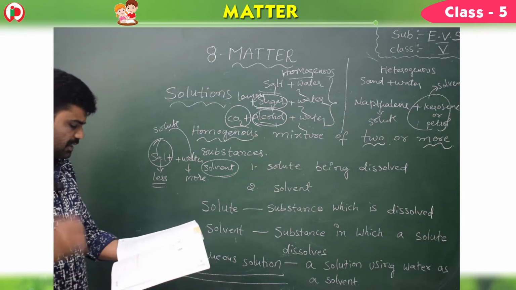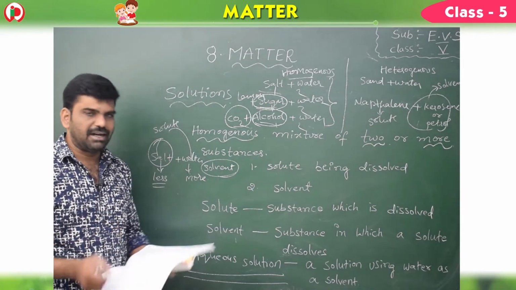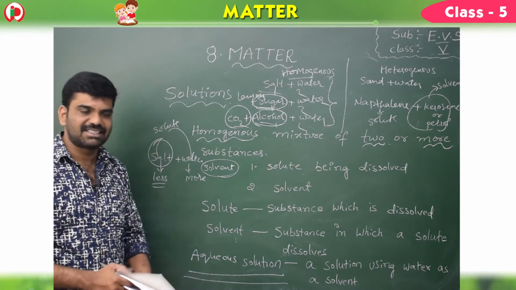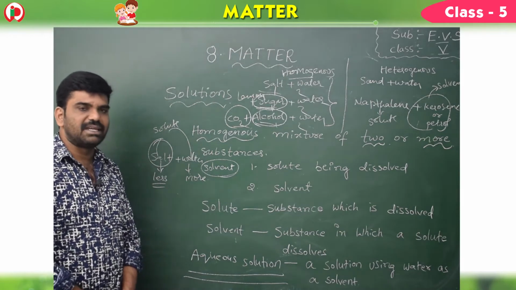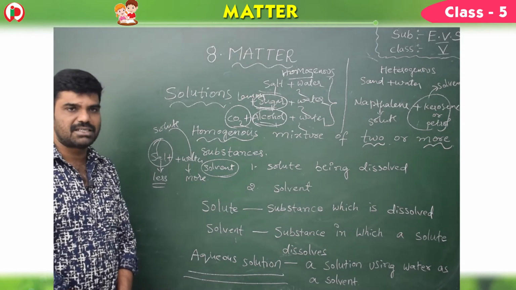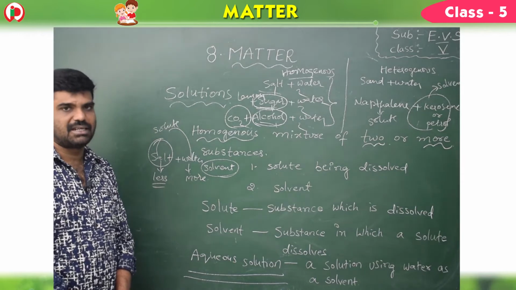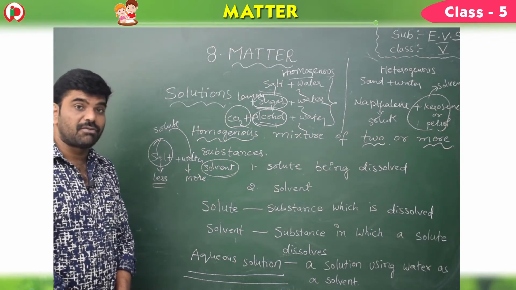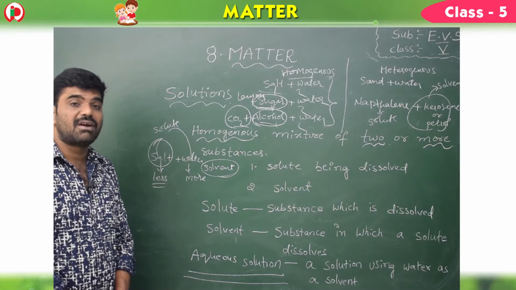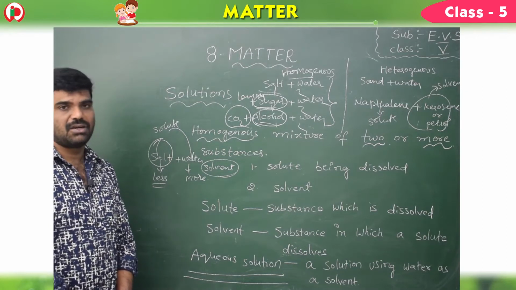What is the common solvent on earth? And our life depends on it. Yes, children, not only human beings, even animals and plants require water. Plants require water for food preparation also, which is called photosynthesis.